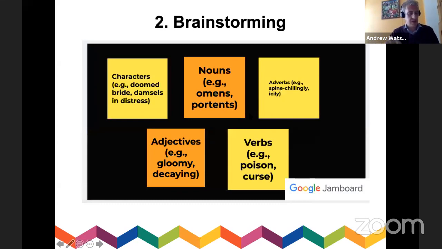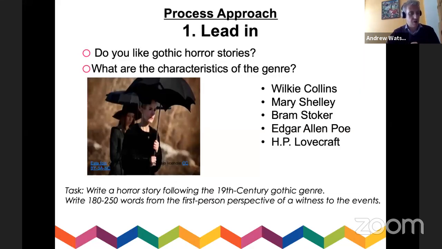So the task here is to write a horror story following the 19th century Gothic genre. All right. Now, already you can see that this is going to be a bit more creative than the previous task that we looked at. But we're still restricting the students somewhat because they have to write it within 180 to 250 words. And it has to be from the first person perspective of a witness to the events, right?